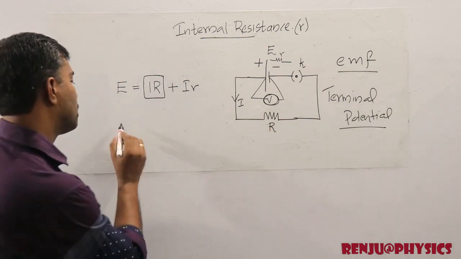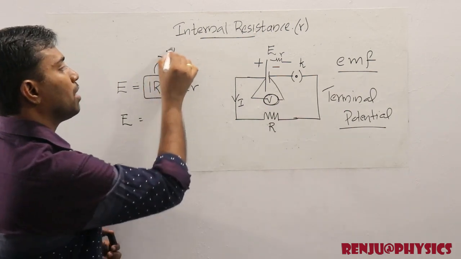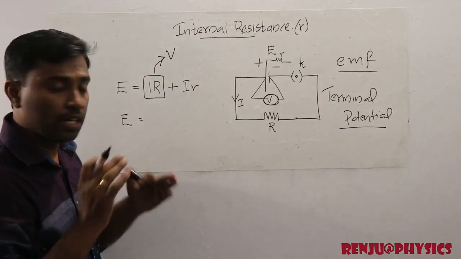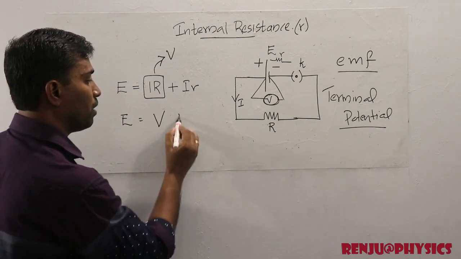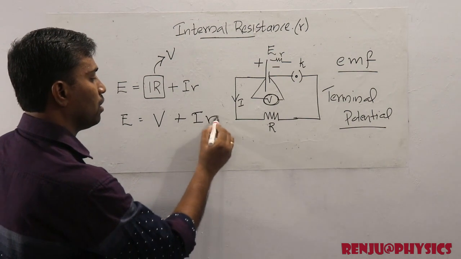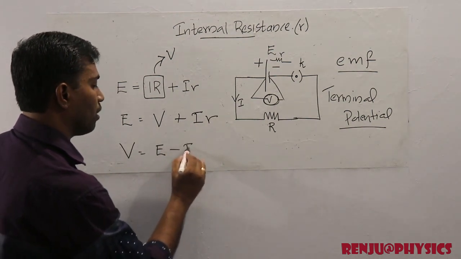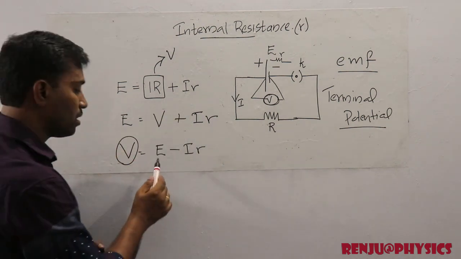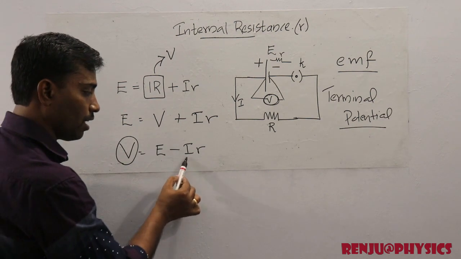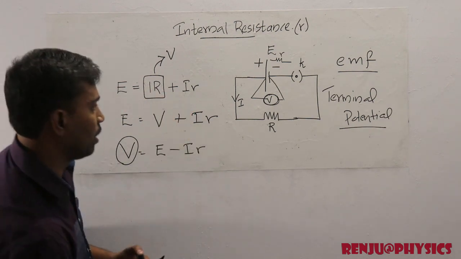So we can write E is equal to, this is considered as a terminal potential, which is written as V. So we get V is equal to E is equal to V plus Ir. So we can write V is equal to E minus Ir. Here V is the terminal potential, E is the EMF of the cell, I is the current drawn, and r is the internal resistance of a cell.